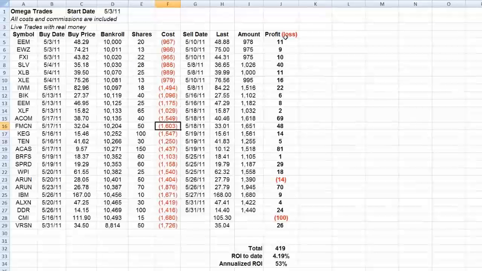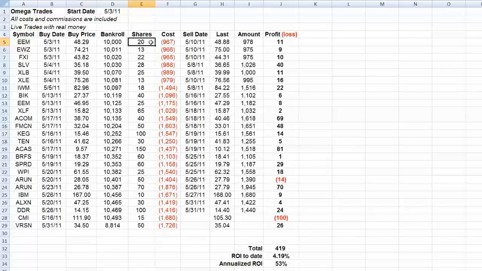Yes. For example, if you take a look at the very first trade there, it says the buy price is $48.29. Yep. We bought 20 shares. And you'll find that 20 times $48.29 is not $967. It's a little less than that. But the rest of that is because there's commission cost in there. Mm-hmm. So that goes for the whole spreadsheet. I did account for that.